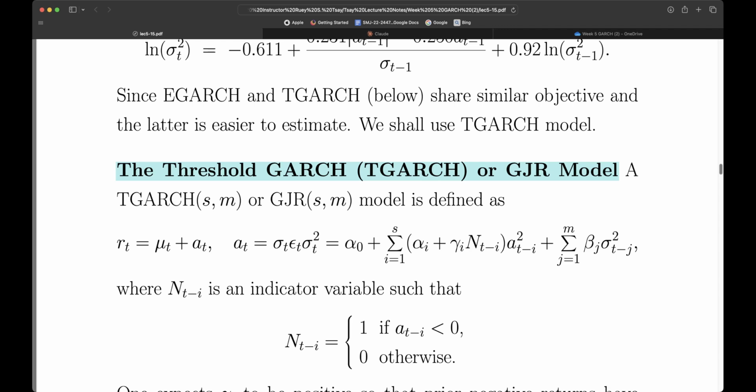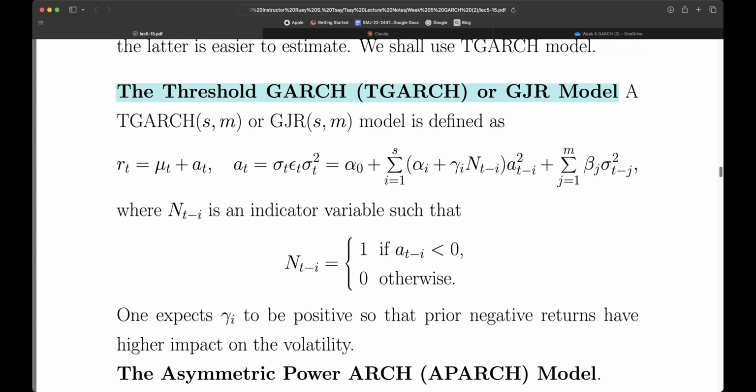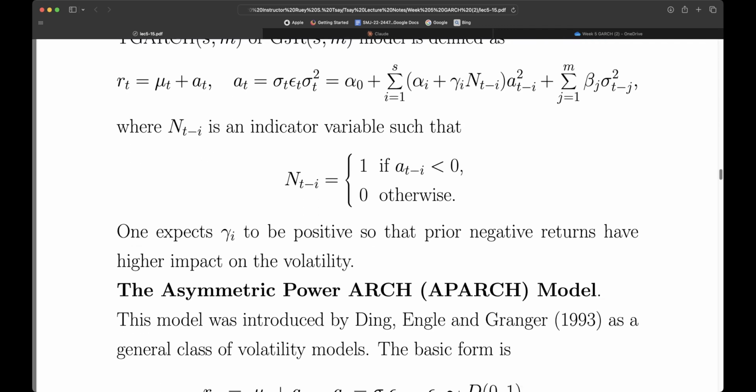The T-GARCH or GJR model is defined as, well, r_t is mu_t plus a_t, and a_t is this one. About this sigma_t part, well, we have this one. Okay, we have this N part. N is an indicator variable. So in the GJR model, we explicitly indicate whether the shock is positive or negative. Where it is negative, it has 1, otherwise it's 0. So here this gamma term captures asymmetry. We expect gamma to be positive, so that prior negative returns have a higher impact on the volatility. Okay, and indeed that is the case in most data.